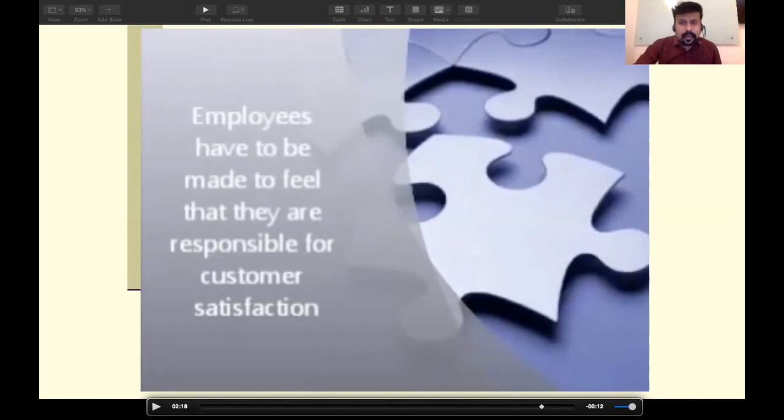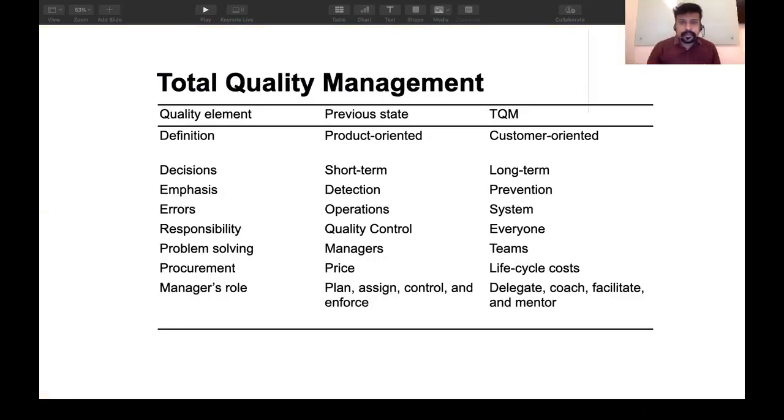Let us see some more concepts related to total quality management. I'll just move my camera so that you can have a better look. As I already said, before TQM it was mostly product oriented, but now it is customer oriented.